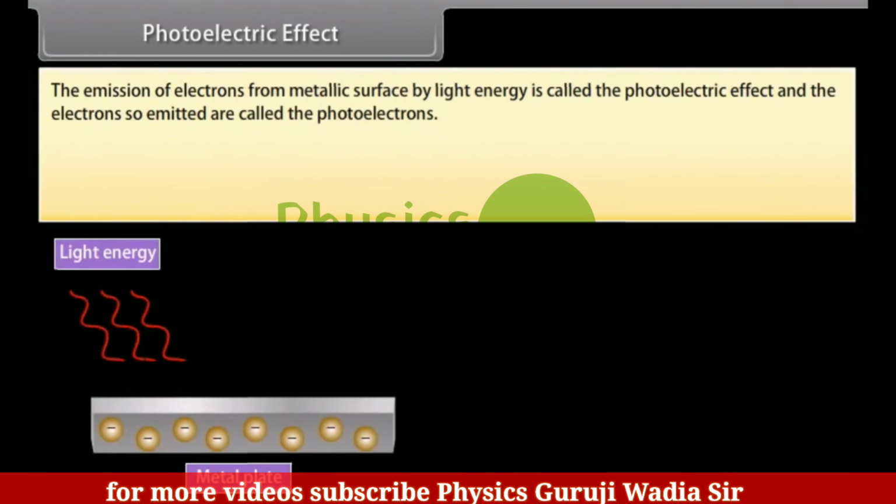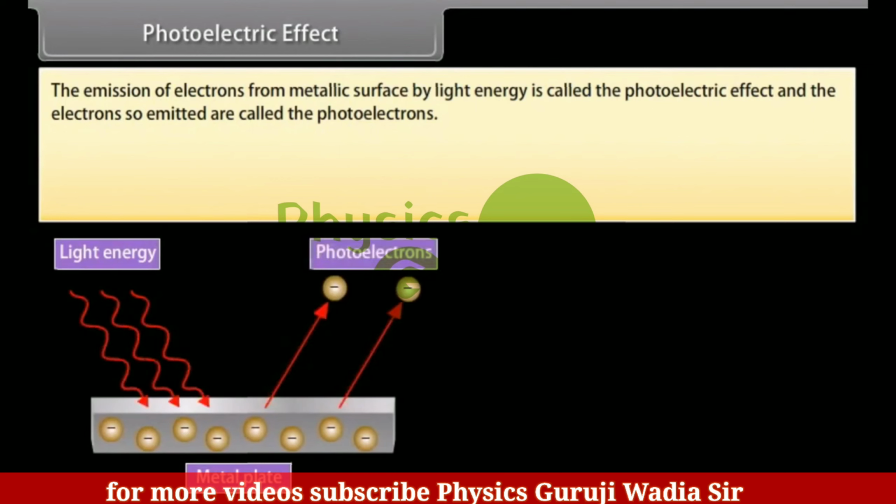Photoelectric effect. The emission of electrons from a metallic surface by light energy is called the photoelectric effect, and the electrons so emitted are called the photoelectrons.